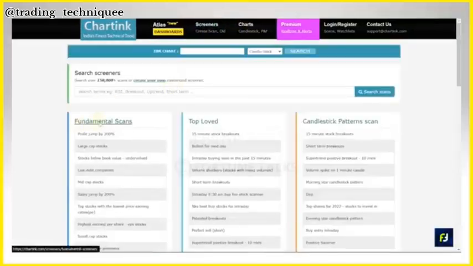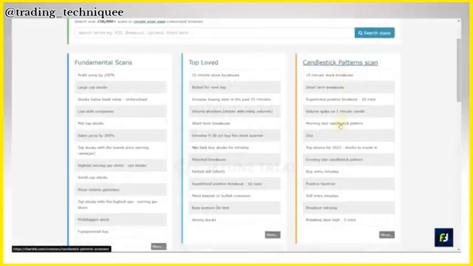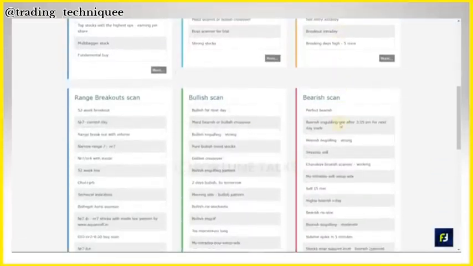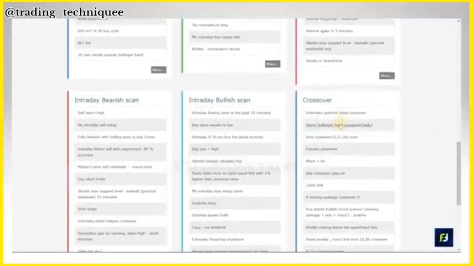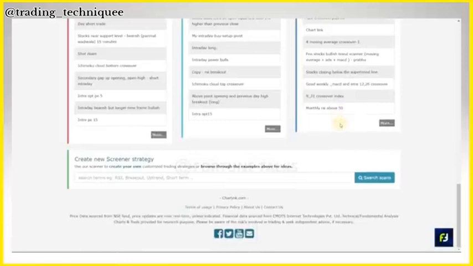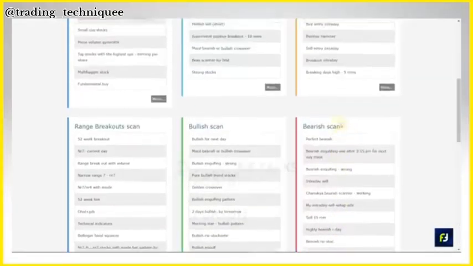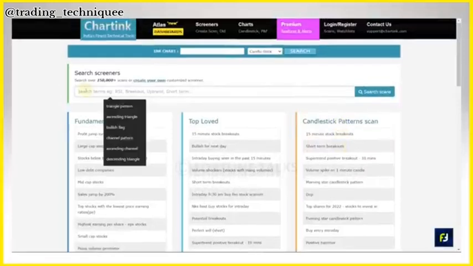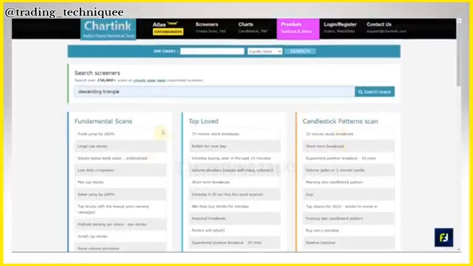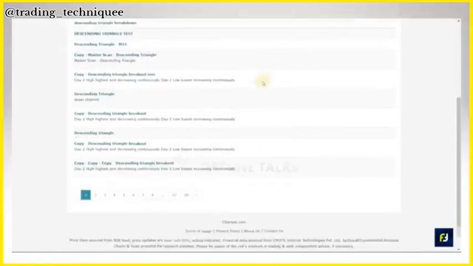Now a lot of scans just show up, from fundamental scans to top cloud to candlestick pattern scans, but the one we are looking for are chart pattern scans. But we won't find any in this section. So what you can do is search for the required scan. Let's say I want to scan for a descending triangle pattern. Just type it and hit search. A large number of scans show up.